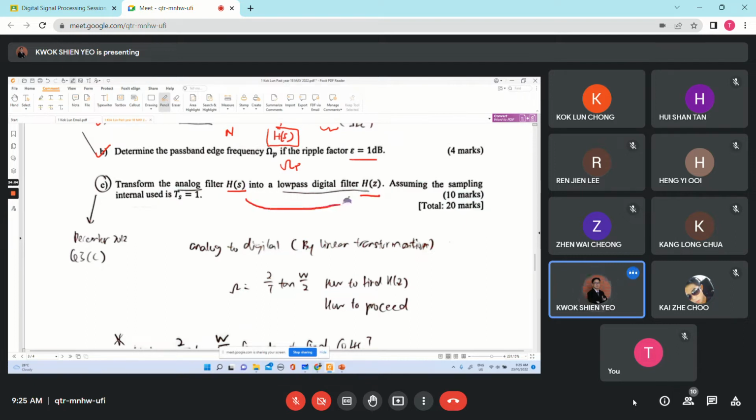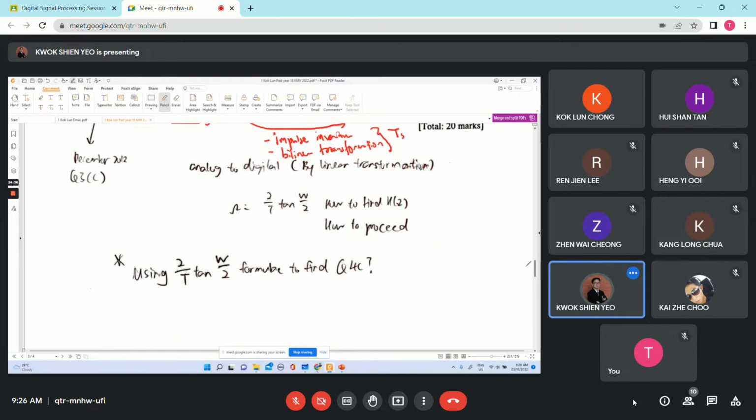So there are a few ways to do this. You can use the impulse invariance method, or you can use the bilinear transformation. For both of these equations, you need to know what is the TS, the sampling interval, and it is given, right? So that's good. No need to estimate by ourselves. Okay, so let's look. Oh, okay. So you decided to use this. That's all right.